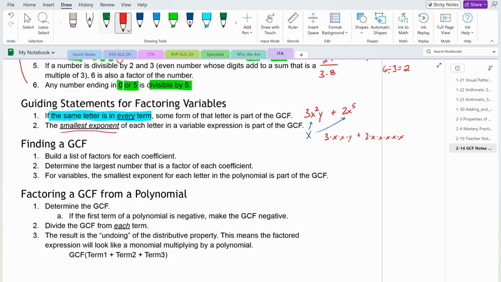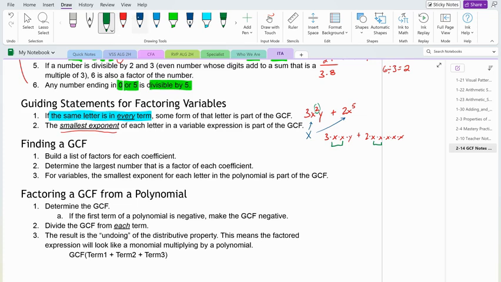So what is common to those x's? So the smaller exponent of those two, that's how many of that letter we have in our greatest common factor. So x squared, 2 is the exponent. 2 is less than 5. So that's the smaller exponent. That is how many of those x's we're going to have in our common factor.